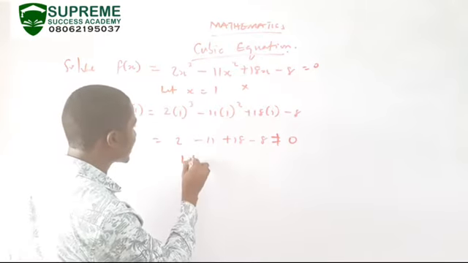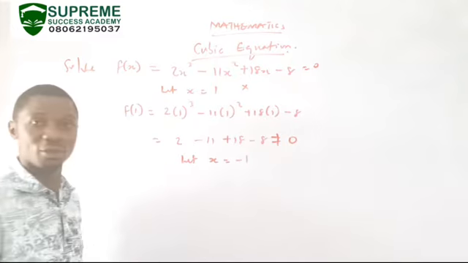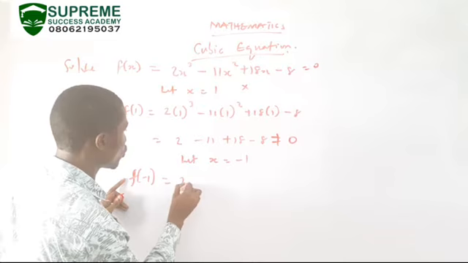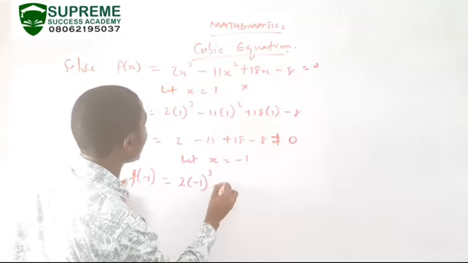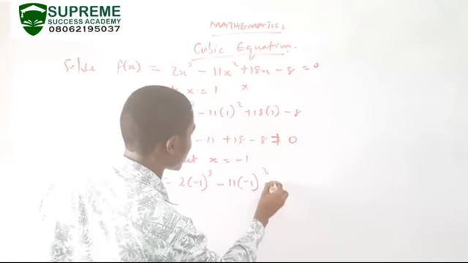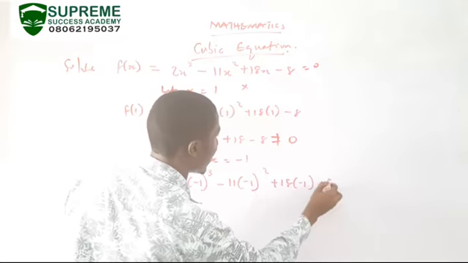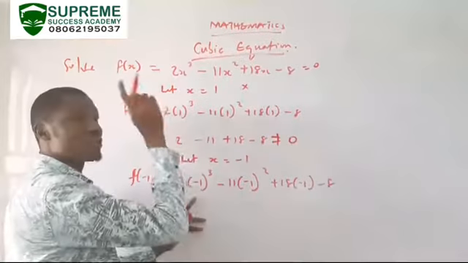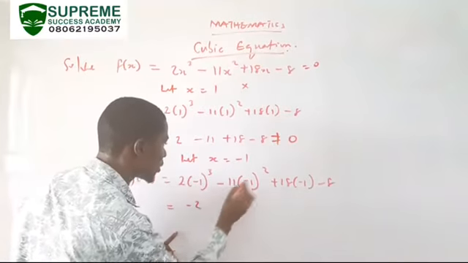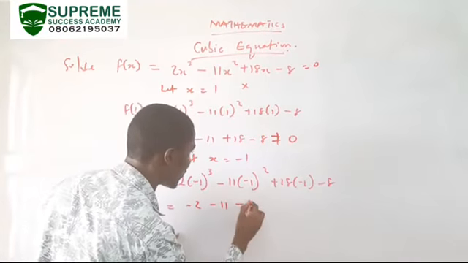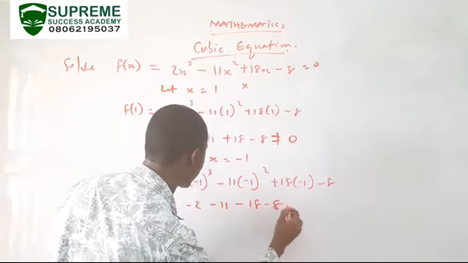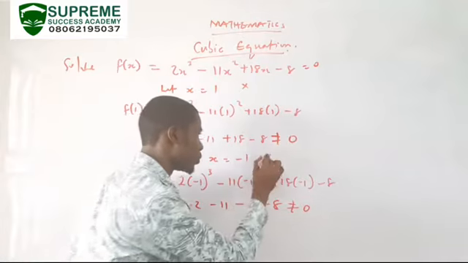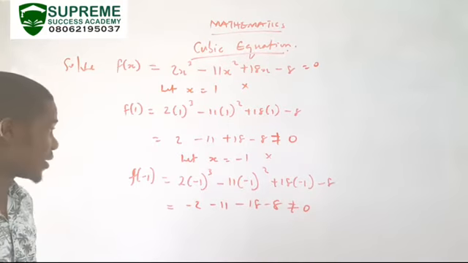Okay. Let x equal minus 1. We have f of minus 1 equals 2 into minus 1 cubed minus 11 into minus 1 squared plus 18 into minus 1 minus 8. Right? So minus 1 cubed is minus 1. That's minus 2. This one will give us minus 11. This one is minus 18 minus 8. This one cannot give you 0. This is not a solution. Can you see? It cannot.